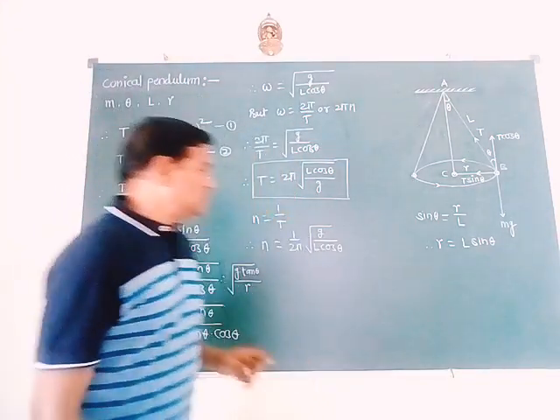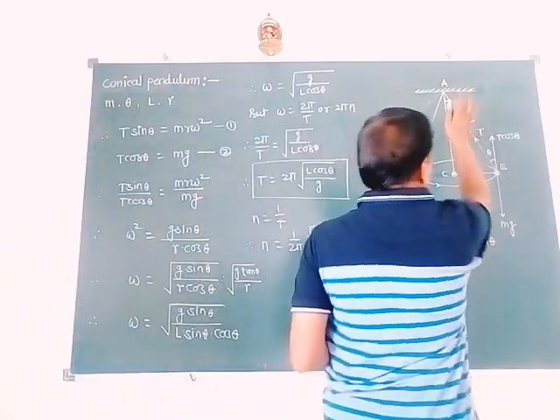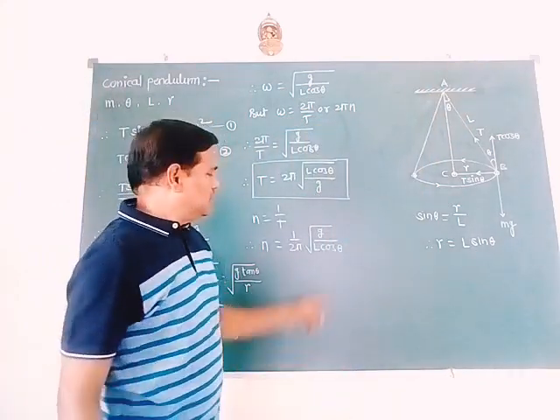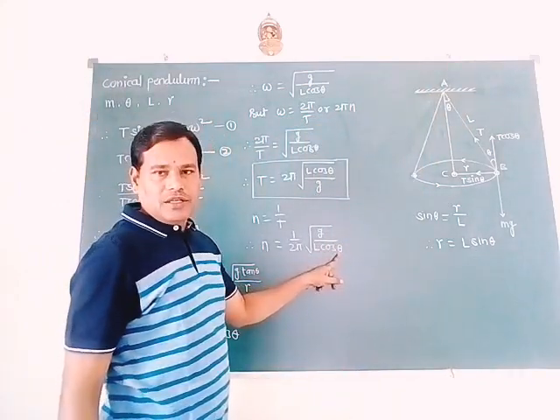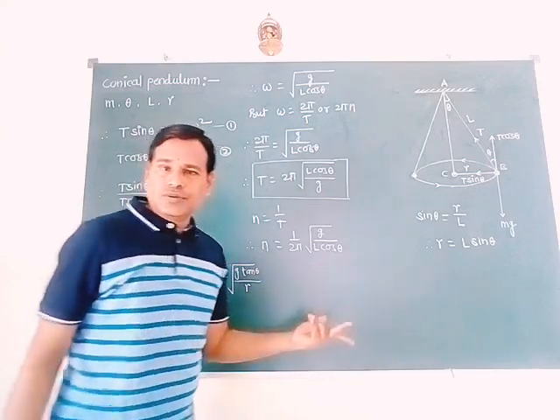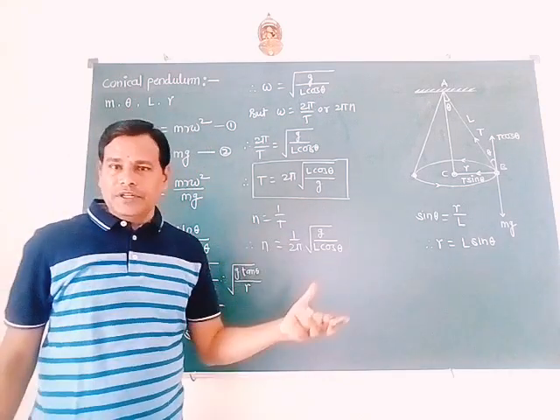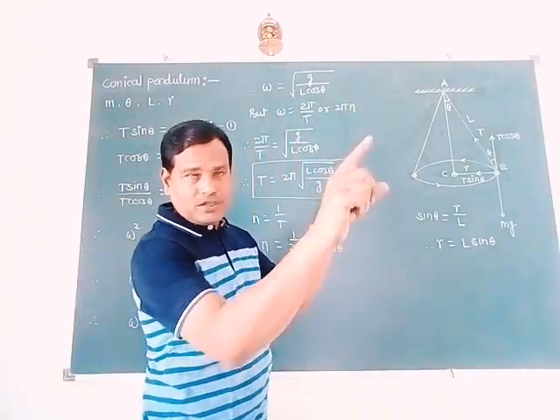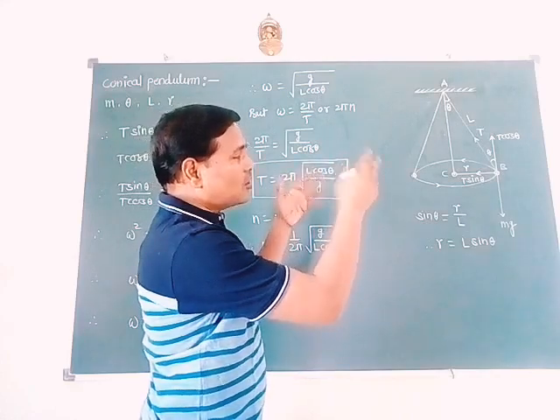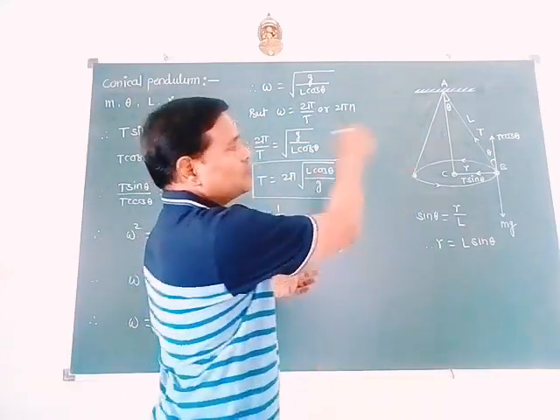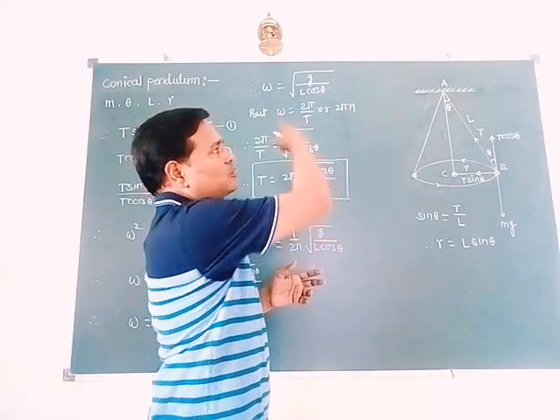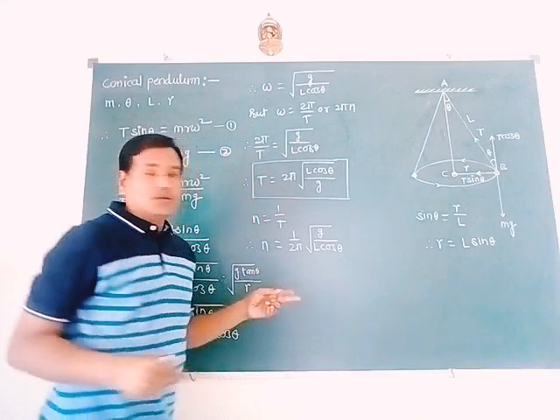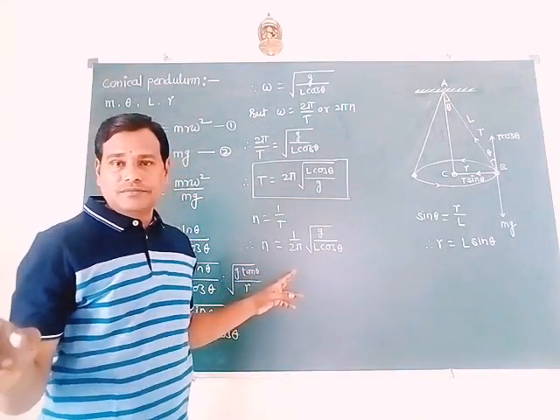And again one condition: if we consider theta equal to 90, what happens? The string becomes horizontal. If theta equal to 90, cos of 90 is 0, so L becomes infinity. If we make the angle equal to 90, it cannot be considered a conical pendulum. It performs just a horizontal circle parallel to the rigid support. So for such a pendulum the frequency will become infinity.